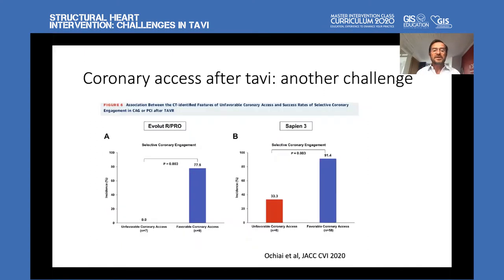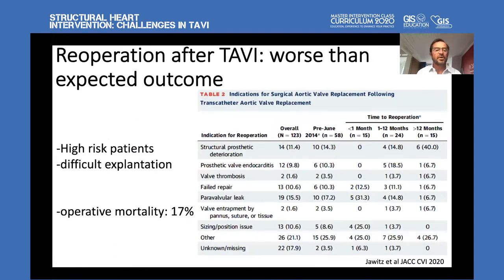Coronary access after TAVI is another challenge, very important. In this study of Ochiai, it shows that Evolut Pro did not have any unfavorable coronary access. Well, in contrast, Sapien had 33% unfavorable coronary access. And then I finish with this slide. Reoperation after TAVI is a nightmare. It is worse than expected.